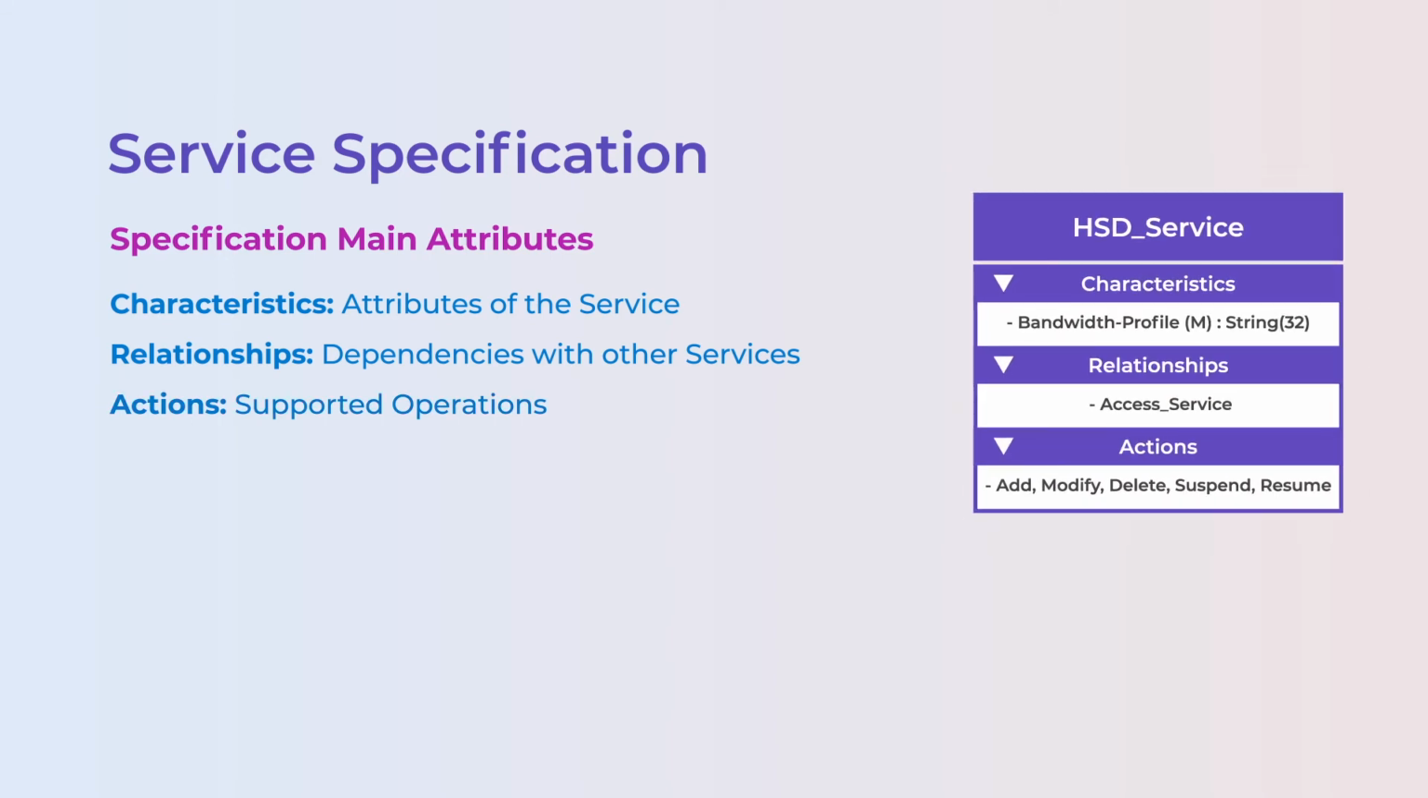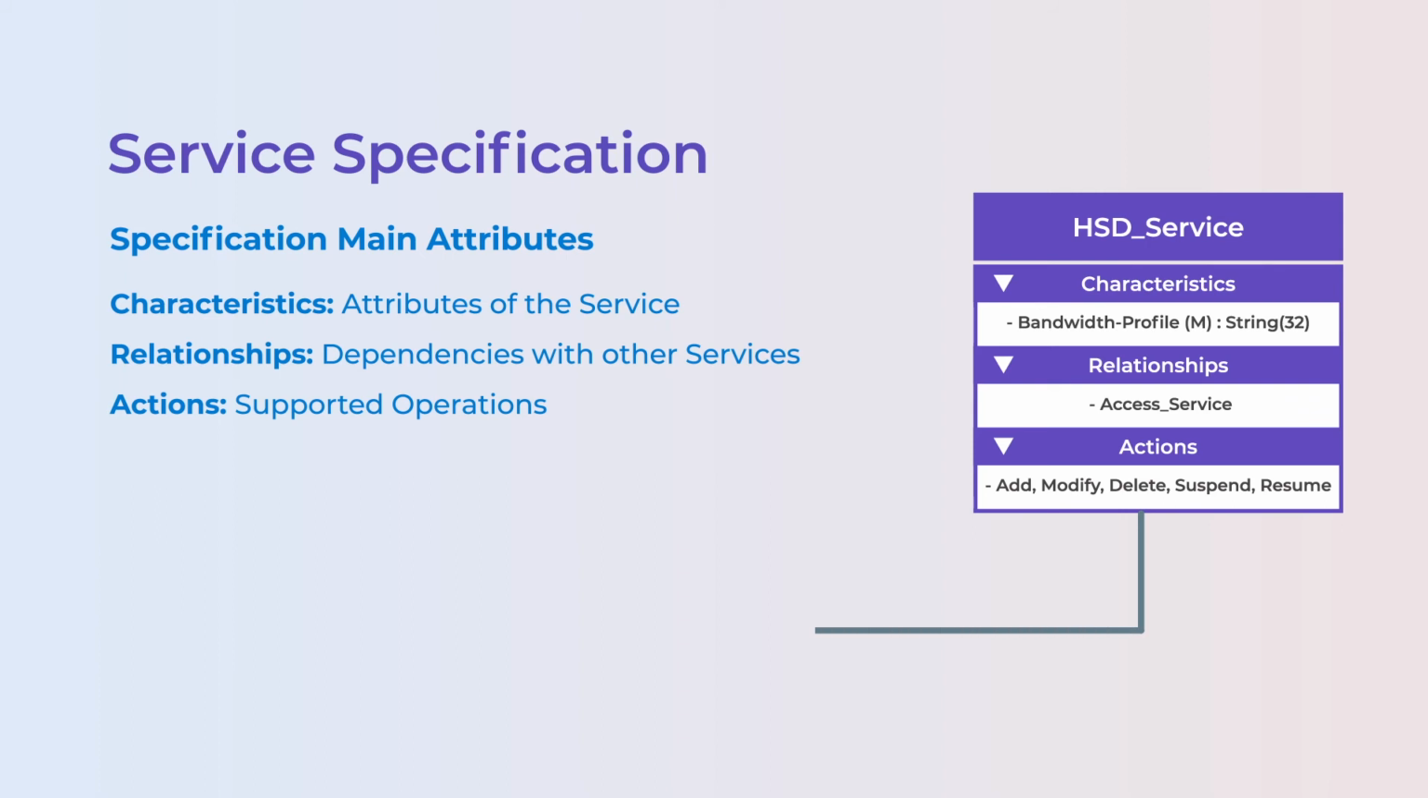Following the example of the broadband internet access, the specification for the HSD service defines a characteristic for storing the bandwidth profile. This characteristic is mandatory, which means that you must include the bandwidth profile every time that you include an HSD service in a service order. The specification also defines that the bandwidth profile is represented as a string of up to 32 characters. It also defines a relationship with the access service. This means that you cannot add an HSD service without having an access service. The specification also defines the supported actions for the service. In this case, you will be able to create service orders to add, modify, delete, suspend, and resume HSD services.